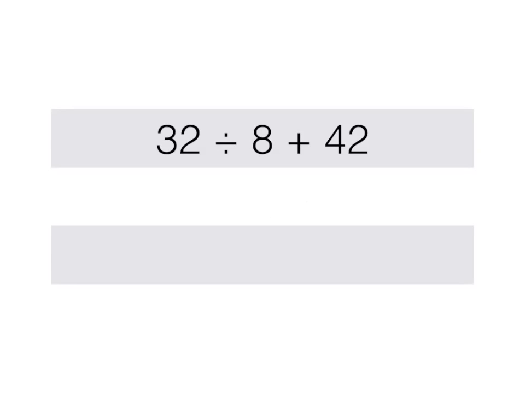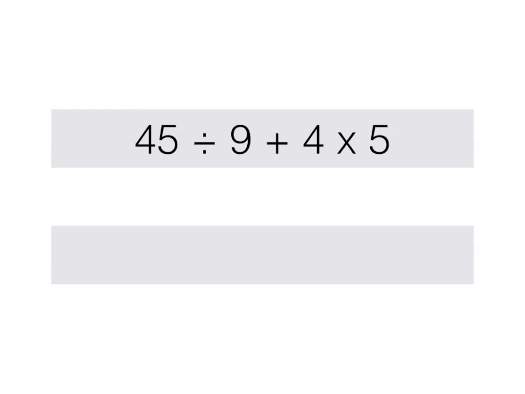Next example. 32 divided by 8 plus 42. Okay, we got to take an eighth of the 32 first. 32 divided by 8 is 4. 4 plus 42 is 46. That's $46. Next example.